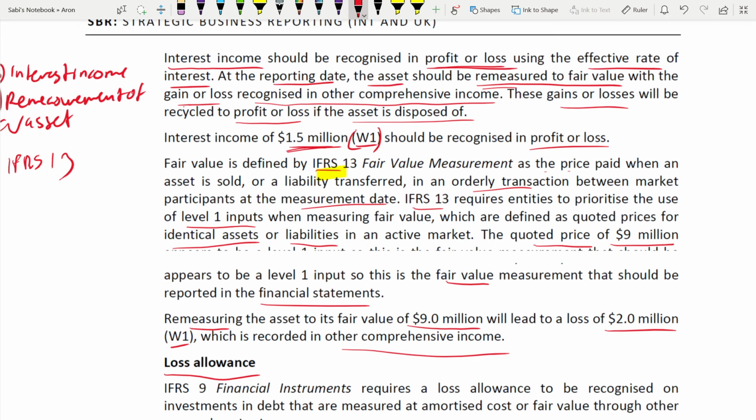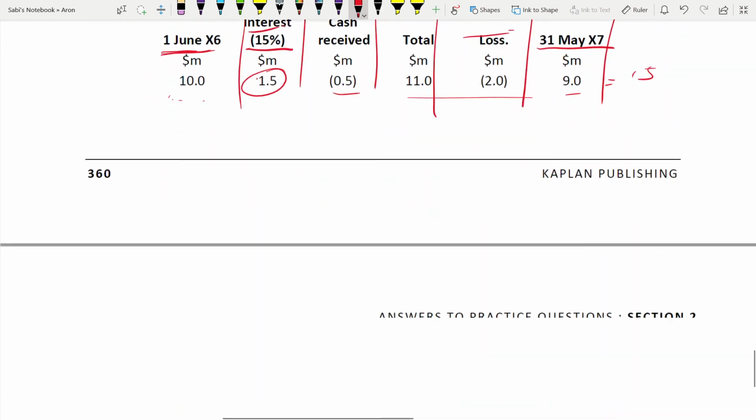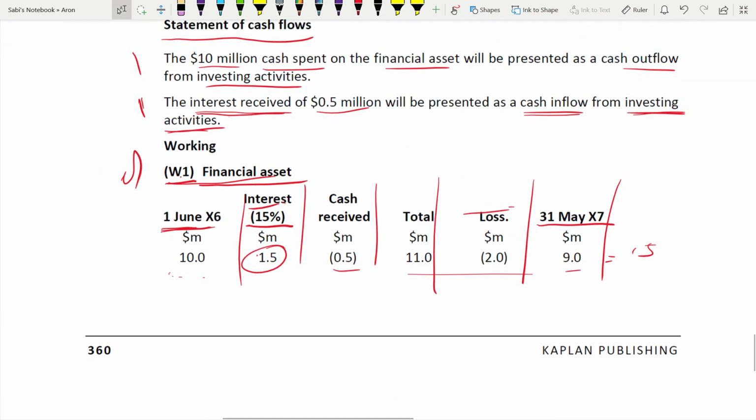How is the loss 2 million? Again, working one. So like this, if you put it, you have already done this working one. Once you have done it for this one, the loss also will be there. Same Excel only. Open. Cash received is 0.5. How? First find out this.